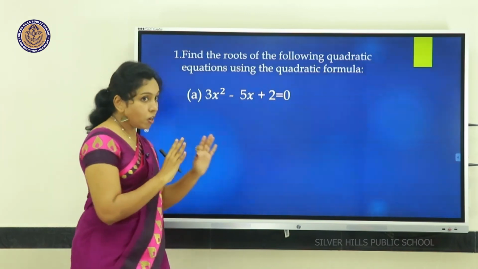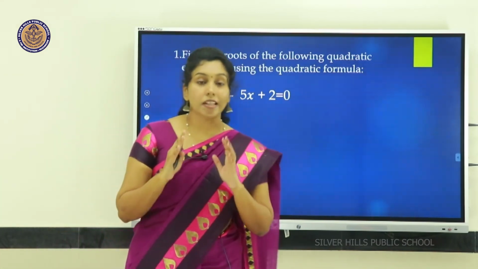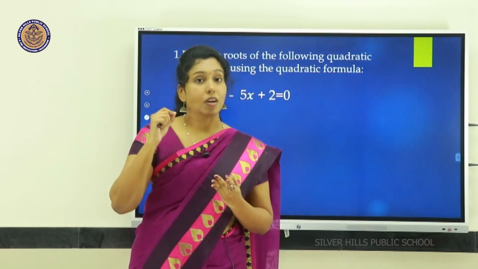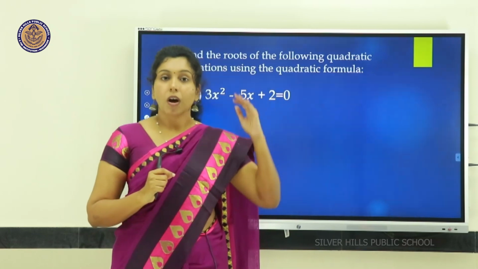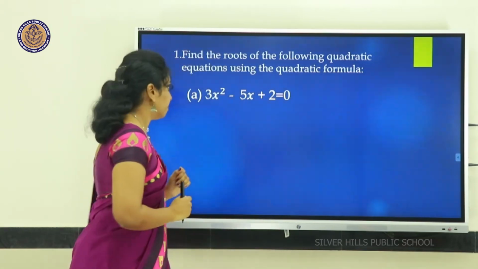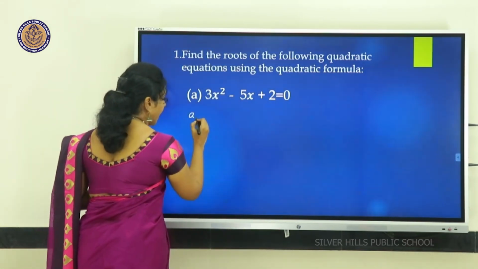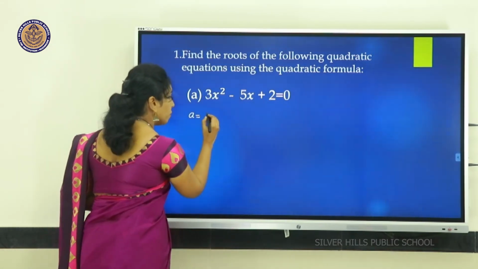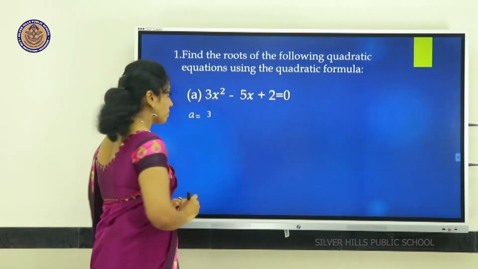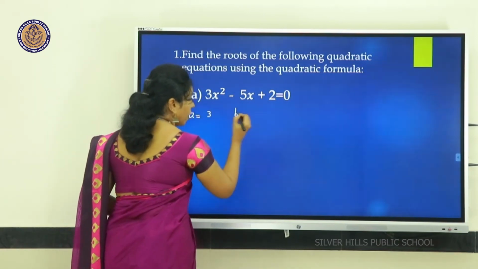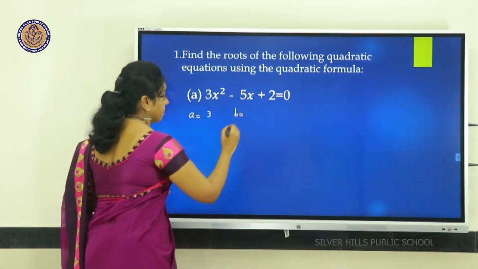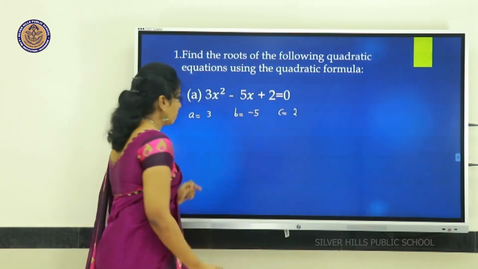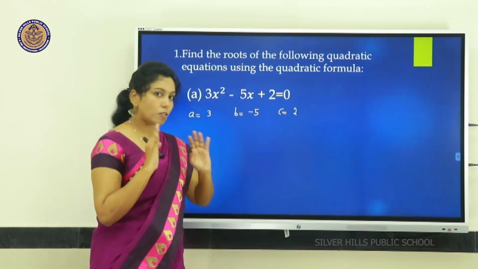So now, we all know what the quadratic formula is. In the formula there is a, there is b, there is c, and there is something called b square minus 4ac. All these we find separately. Now, what is a? a is the coefficient of x square. Look at this. What is the coefficient of x square here? 3. What is b? Coefficient of x, that is minus 5. And c is equal to 2. A, b, c selection is over.